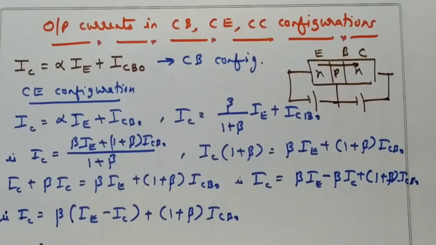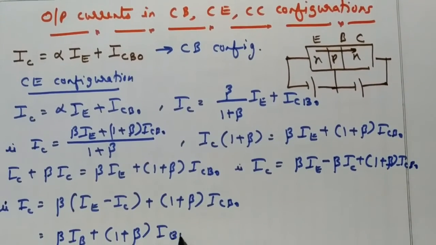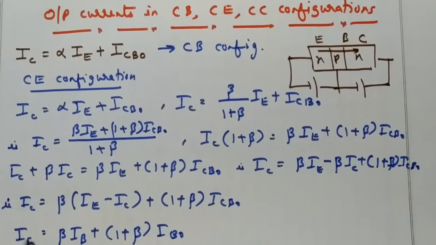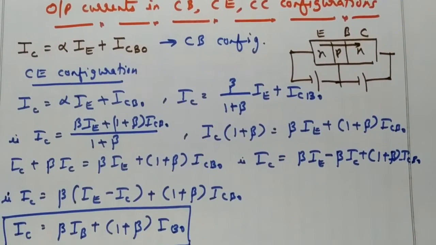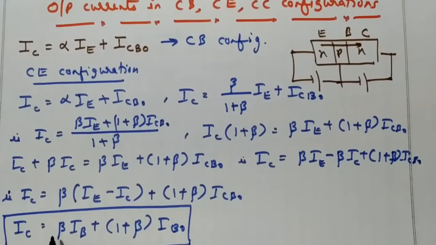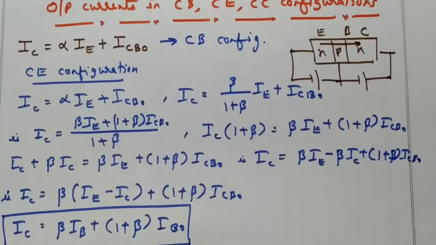So which is equal to beta IB plus 1 plus beta into ICBO. So this is the equation of the output current in common emitter configuration. See, we already know the output current is the current gain times the input current. IC equal to beta times IB. That is the current due to the majority charge carriers. And the current due to the minority charge carriers is this, 1 plus beta into ICBO. So this is in common emitter configuration.